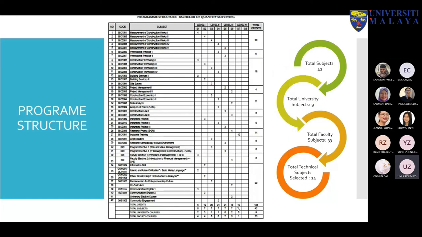Okay. So this is basically the program structure of the quantity surveying program in University of Malaya. Currently, we have 42 subjects. Out of the 42 subjects, there are 9 university subjects. For the faculty subjects, there are 33 units. And the technical subjects selected from these faculty subjects are only 24.